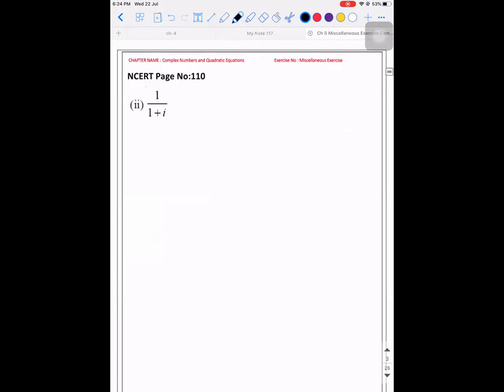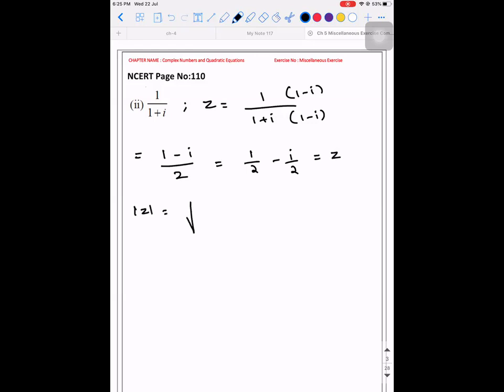So how to do this one? z is equal to 1 divided by 1 plus i. So multiply by 1 minus i, 1 minus i. That's it, no? So 1 minus i divided by 2. So 1 by 2 minus i by 2. So this is the value of z. So what will mod z be equal to? Root of 1 by 2 the whole square plus 1 by 2 the whole square.